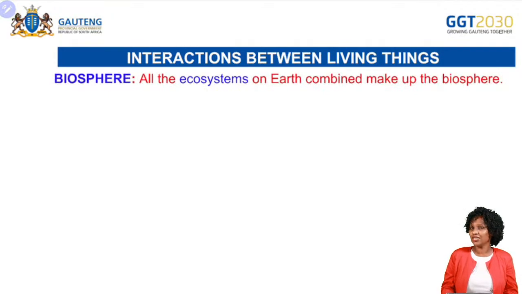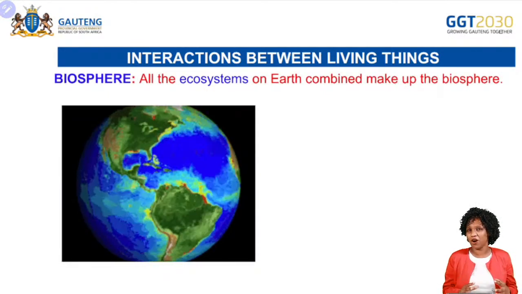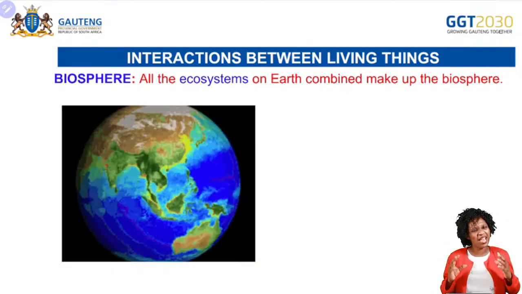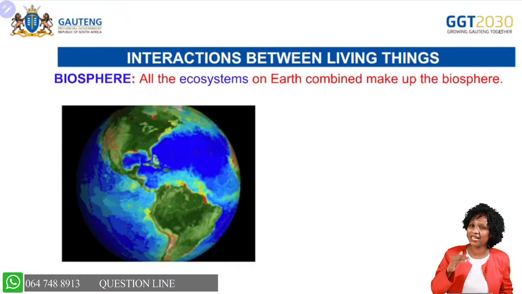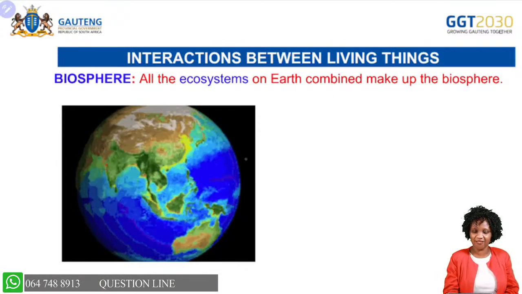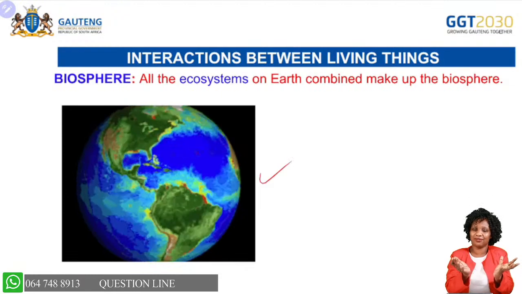And then what about a biosphere? Remember what we said about a biosphere. We said it is all the ecosystems on Earth combined that make up a what? That make up a biosphere. And then you can see the Earth here. We've got all the ecosystems. All right.